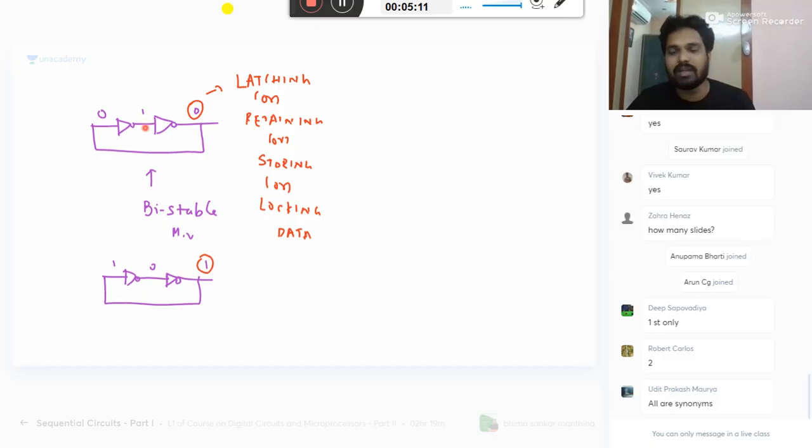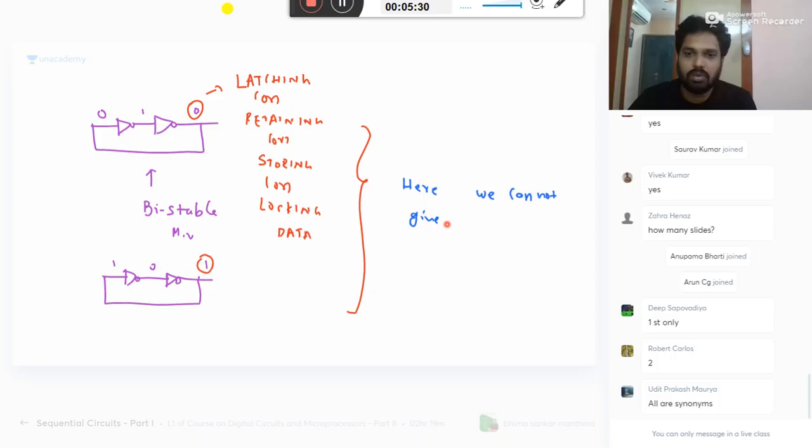So one drawback here is, if it is at 0, it will be at 0. If it is at 1, it will be 1. But here we cannot give input, or we need to open the feedback to apply input. Everybody accept this or not?